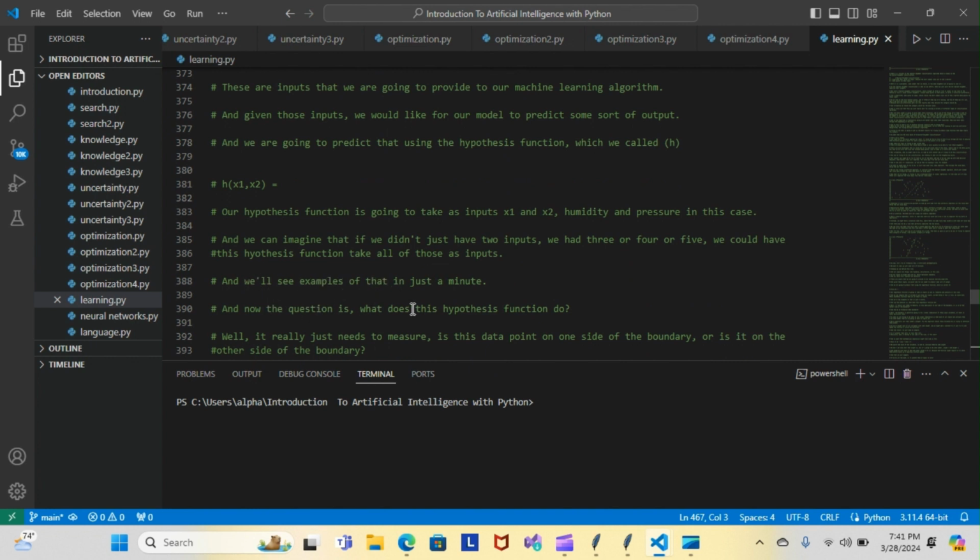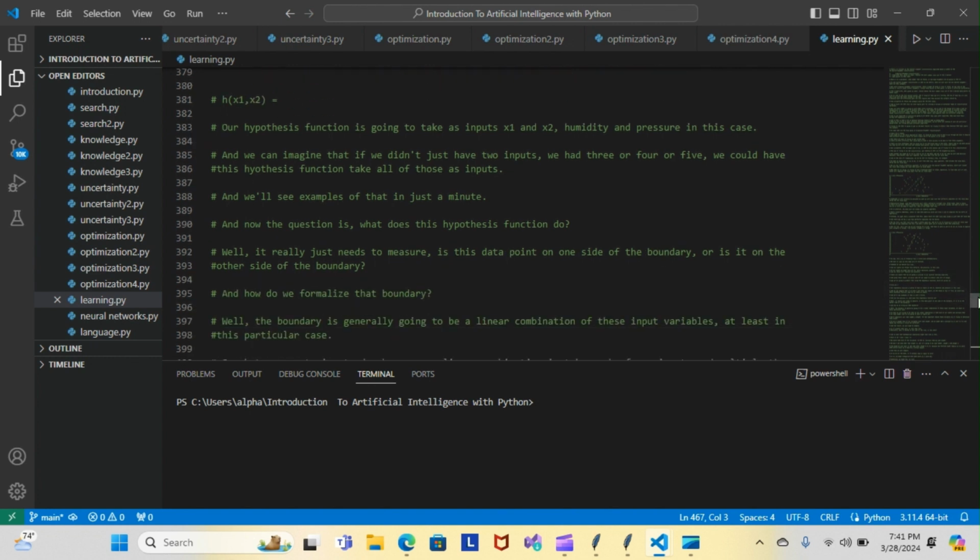And now the question is, what does this hypothesis function do? Well, it really just needs to measure: is the data point on that side of the boundary or is it on that side of the boundary? So it just really measures exactly where the point falls, on what side of the boundary or what side of the line. And how do we formalize that boundary? Well, the boundary is generally going to be a linear combination of these input variables, at least in this particular case.